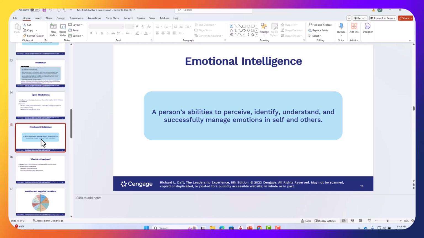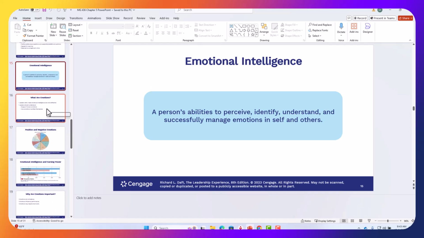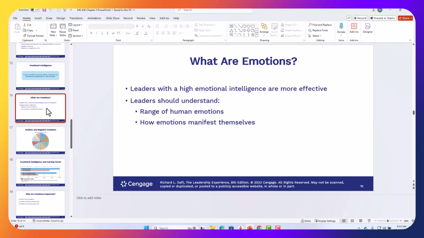We actually have tests now where you can measure people's emotional intelligence, and it's referred to as EQ. People who are high in emotional intelligence a lot of time are your better leaders. People who are low in emotional intelligence, a lot of times they're your worst leaders or leaders that struggle, particularly when it comes to dealing with people. Now, what is this? What are emotions?